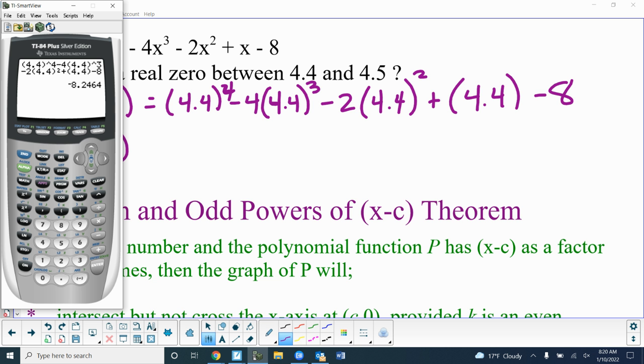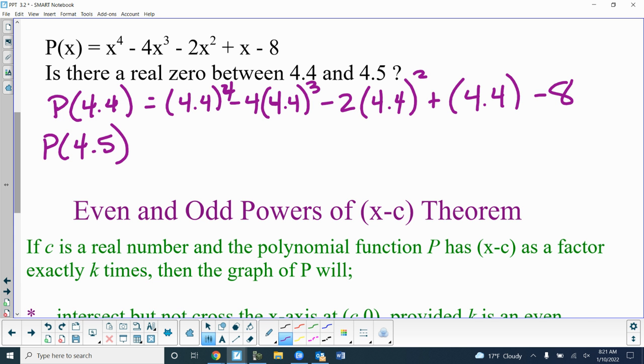You guys get that number? Anybody do it with me? We got 27? Did I do it right? 4.4 to the 4th, then minus 4 times 4.4 to the 3rd, minus 2 times 4.4 squared. Yeah. All right, so I get a negative number, whatever that was.